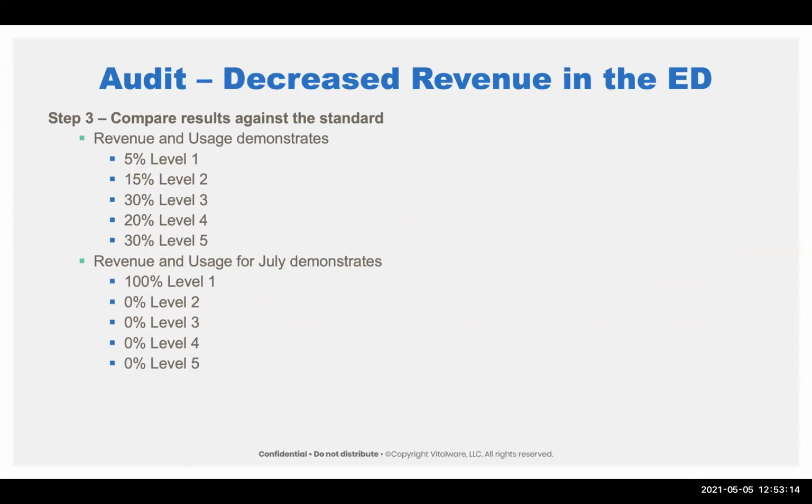This is what you see in Excel. That the standard was 5% level 1, 15 level 2, 30 level 3, 20 level 4, and 30 level 5. However, usage for revenue and usage breakdown for July says they're all 100% level 1. You didn't have a single 2, not a 3, not a 4, not a 5. So something happened in July where your point system went wonky.